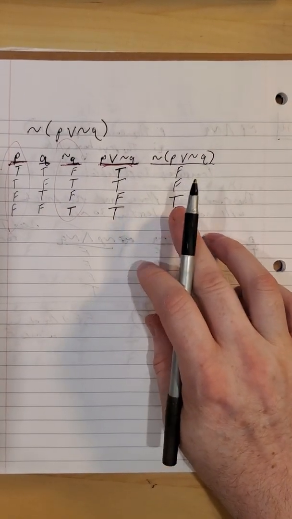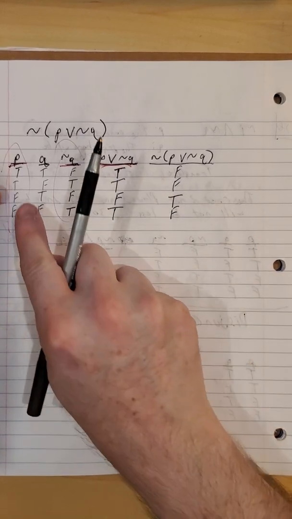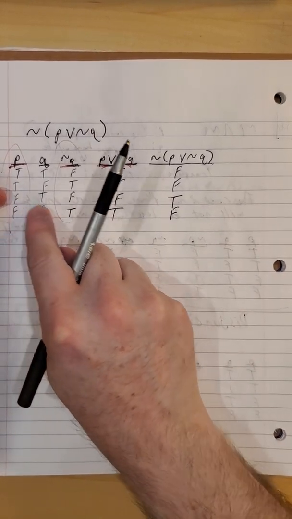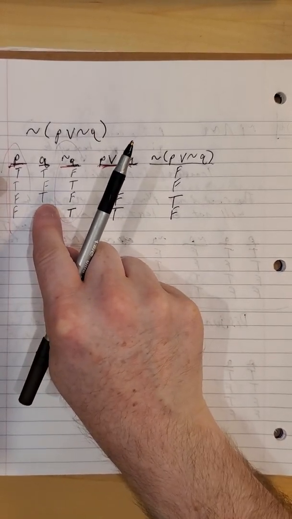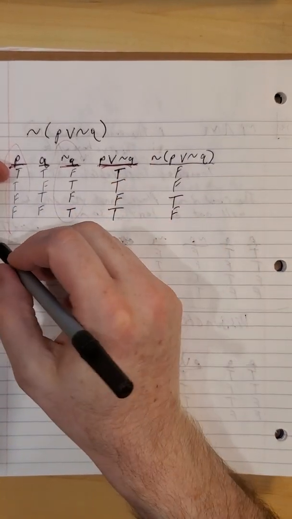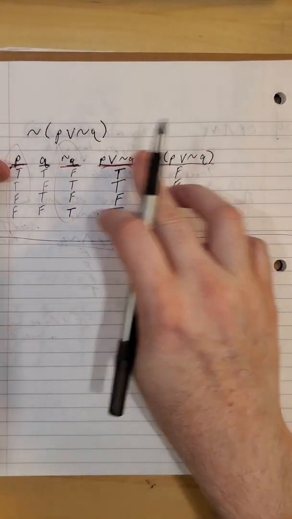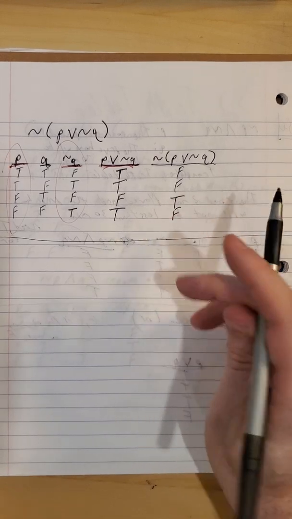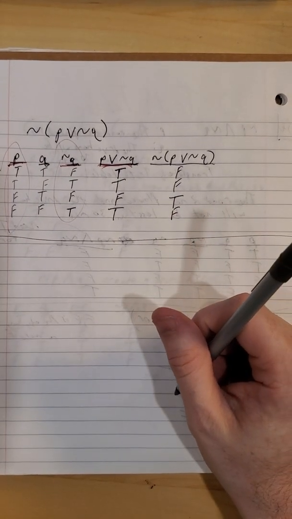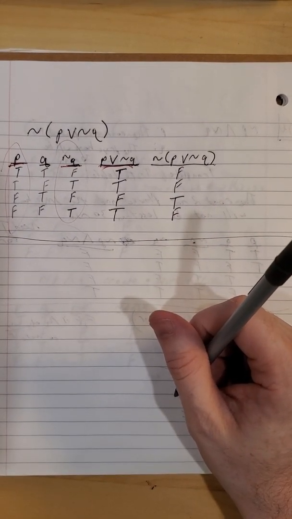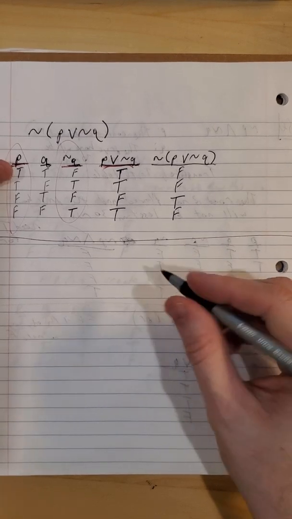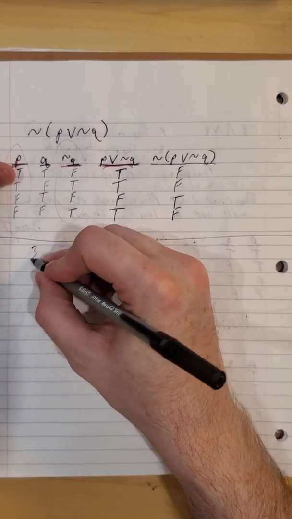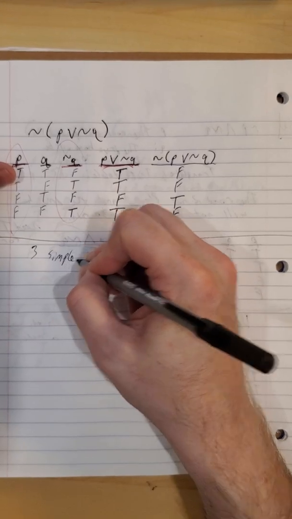It's true under just one set of circumstances, that being the original statement for P is false and the original statement for Q was true. That would make this compound statement true, and that would be the only way to make that compound statement true. So next we look at what happens if we have three simple statements.